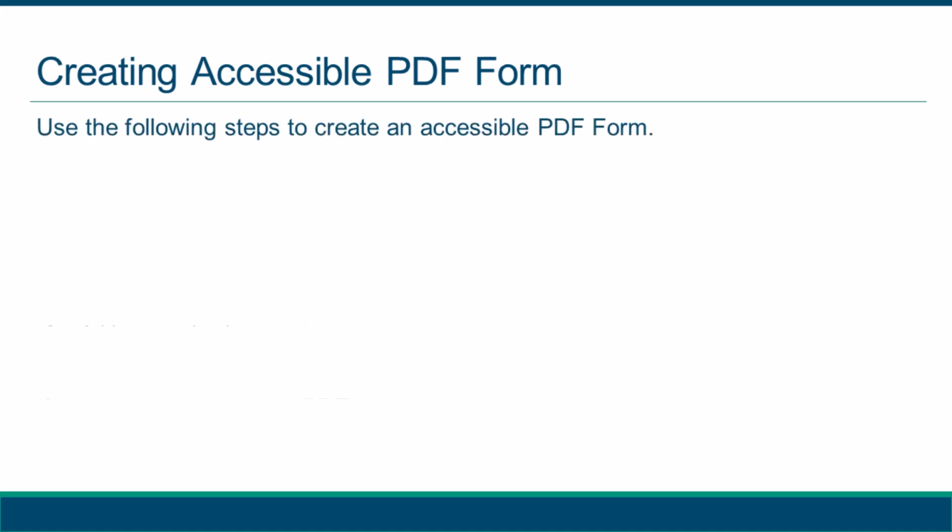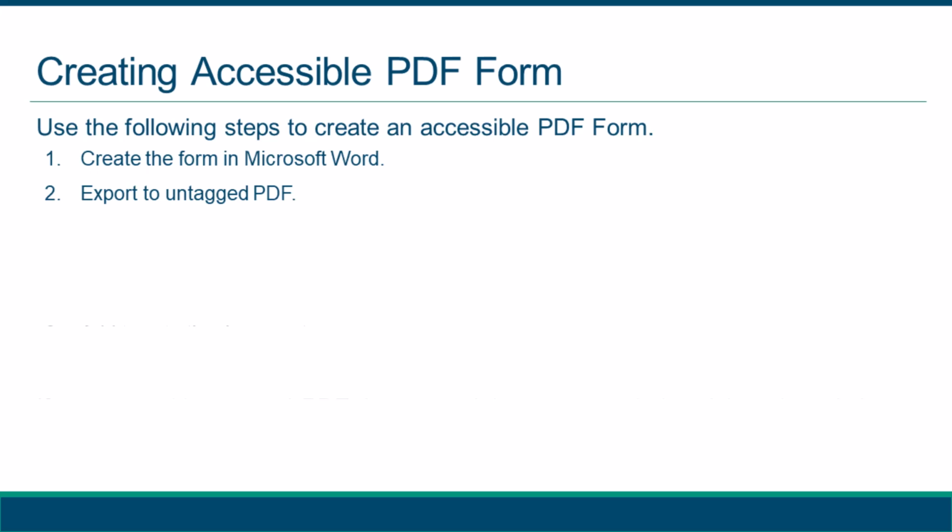When creating an accessible PDF form, you want to use the following steps to create the accessible PDF form. Create the form in Microsoft Word and export to untagged PDF. You may not have a Word version, which is okay. You can start in PDF. If you don't have the Word version, you'll start with step 3.